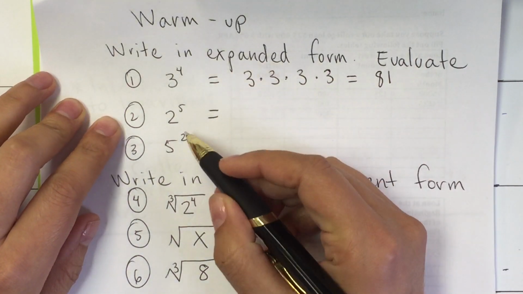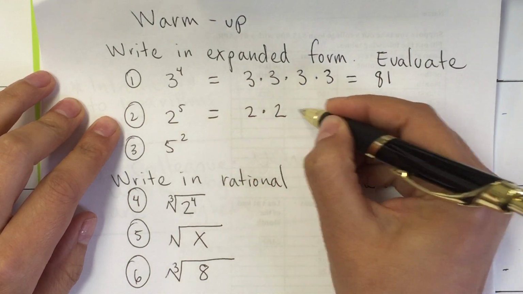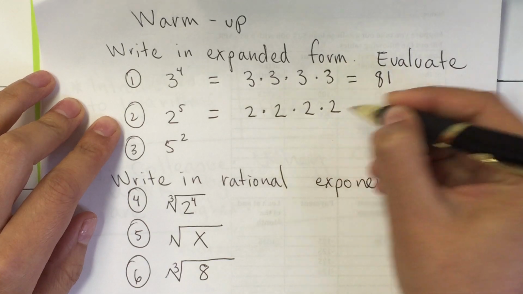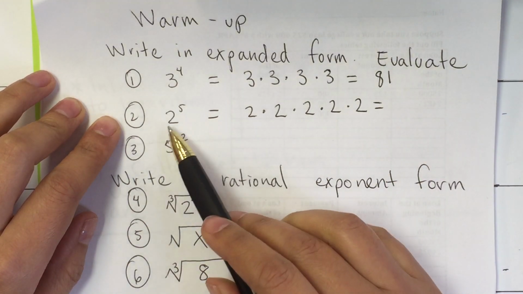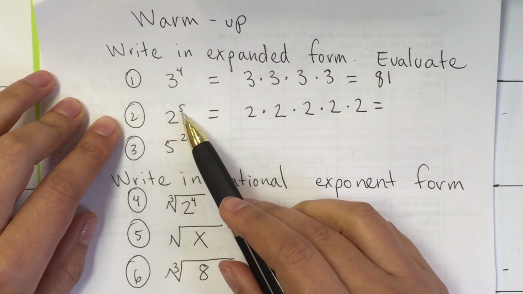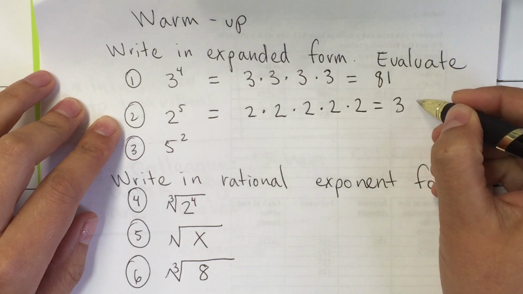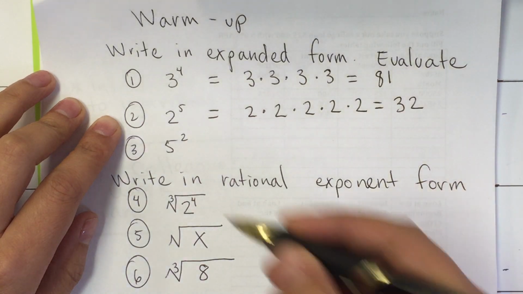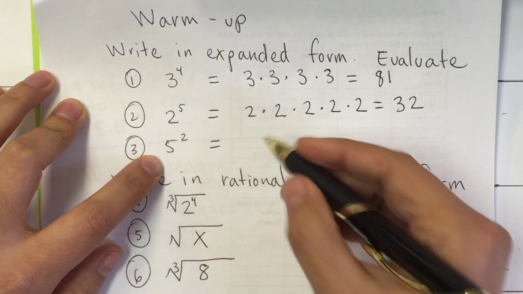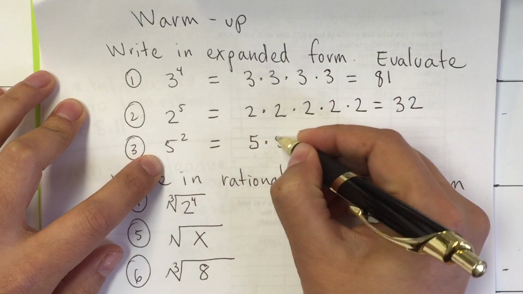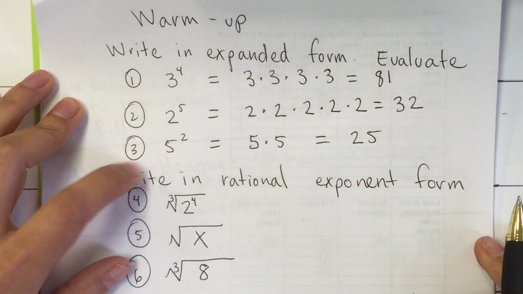The second one says 2 to the 5th power. So it's going to be 2 times 2 times 2 times 2 times 2. So we're basically multiplying the base, which is 2, 5 times. And so the answer will be 32. And finally, 5 squared, or 5 to the 2nd power, means 5 times 5, which equals 25. Okay, so that's all they're asking.